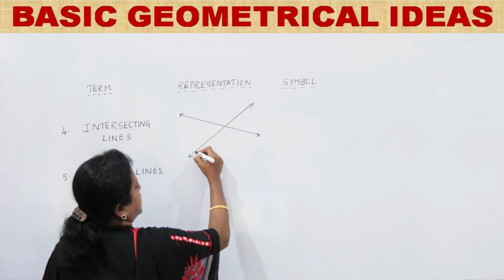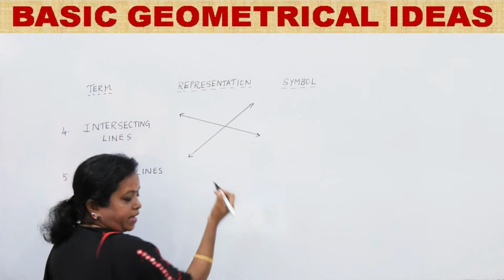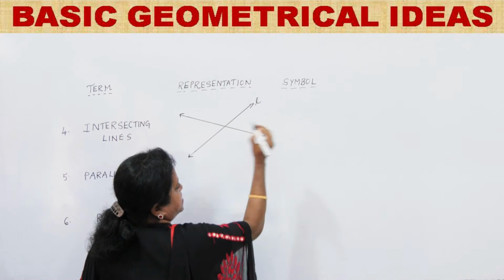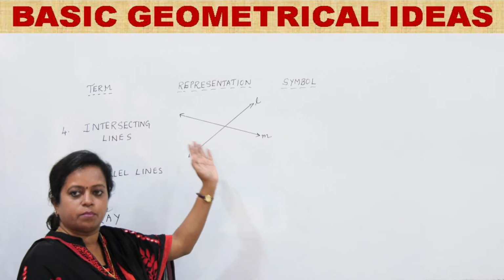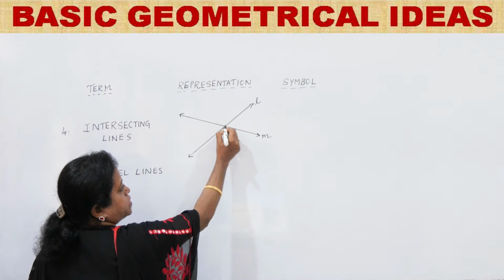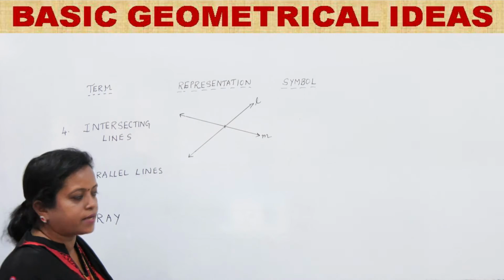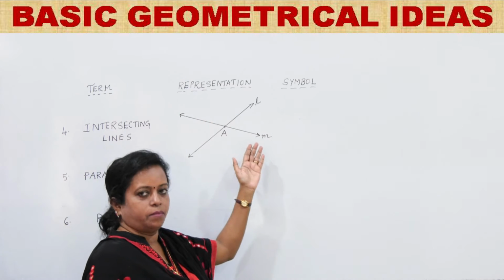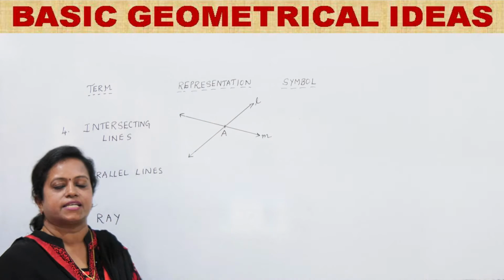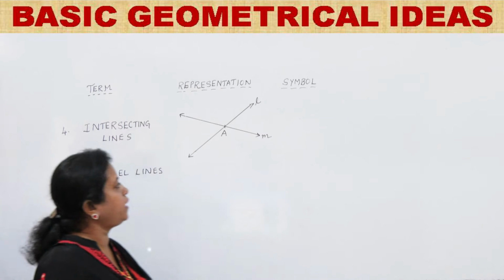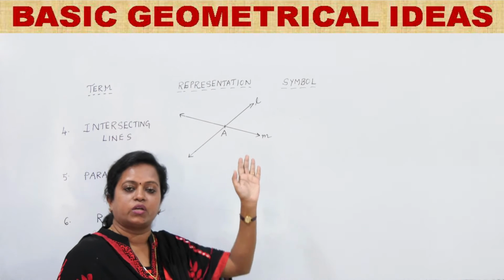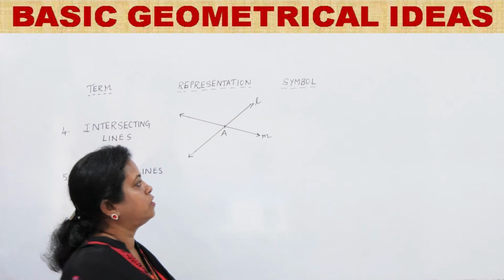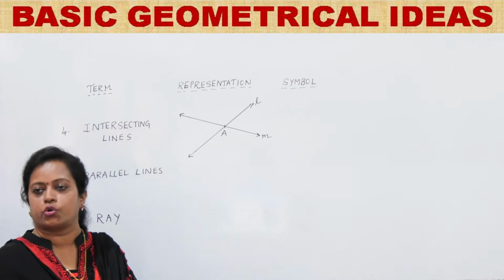So let me name these lines. Either I can write it by using capital letter or a single small letter. If I name this line as L and this line as M, you can say L and M are crossing each other at a common point. This is a point, so how will I name it? By using a capital letter. So I say L and M are crossing each other or meeting each other at the point A. And this common point where the two lines meet each other is called the point of intersection.